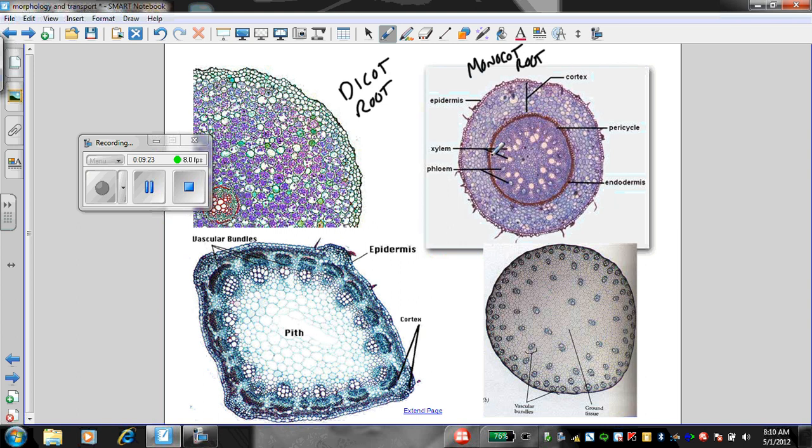And we see this because here's the stele on the inside. We see those vascular bundles of xylem and phloem here going around in more of a ring shape, but it's all inside this stele. Then we've got the dermal on the outside and the ground in between.